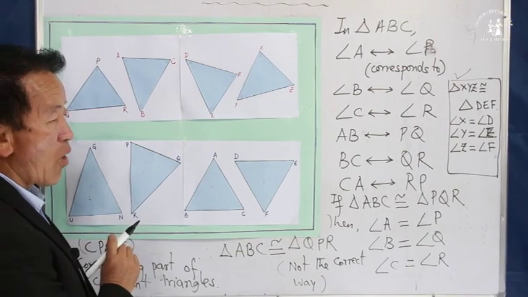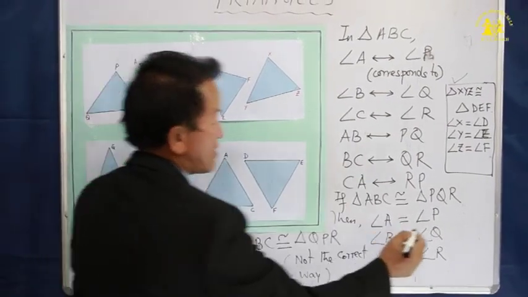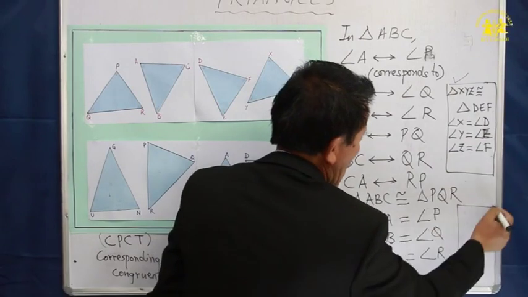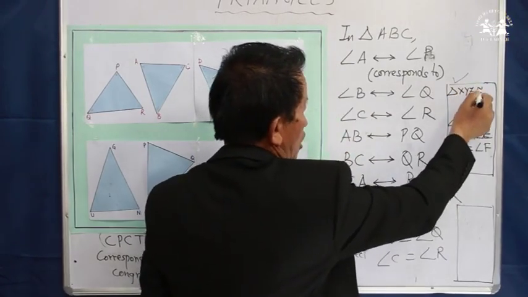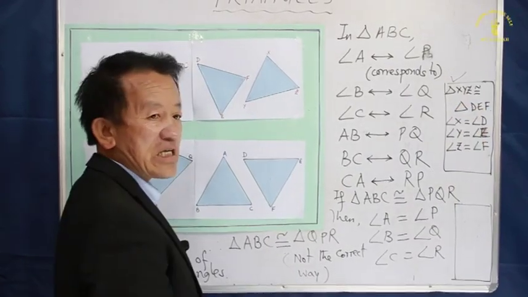Okay. Now, last, we are given that triangle XYZ is congruent to triangle DEF.